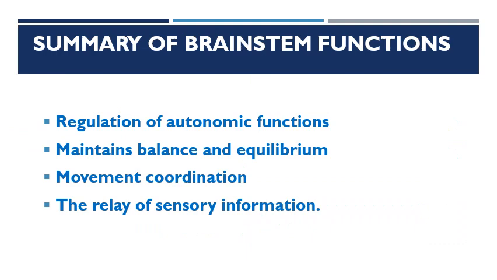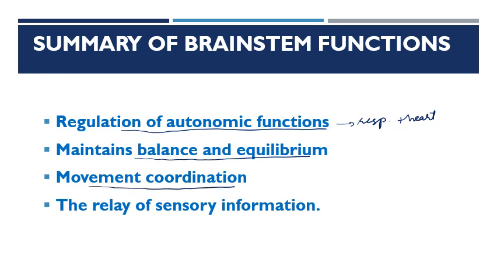The summary of brainstem functions is that number one, it controls or regulates autonomic functions like respiratory function and heart functions. Then the brainstem also maintains balance and equilibrium. The brainstem also plays a role in movement coordination. The brainstem acts as a relay station of sensory information all the way to the cerebral cortex.